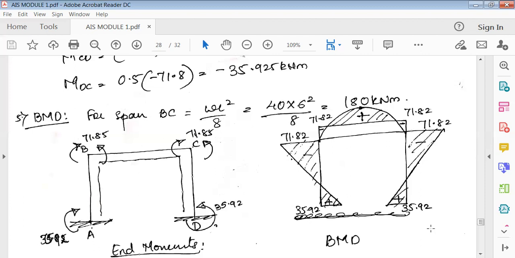You should show the magnitudes at this point also, at A and D. This is how you draw the bending moment diagram. Marking these moments is very, very important. Be thorough in this, be careful. If you have any doubts, you can ask me in the session class.